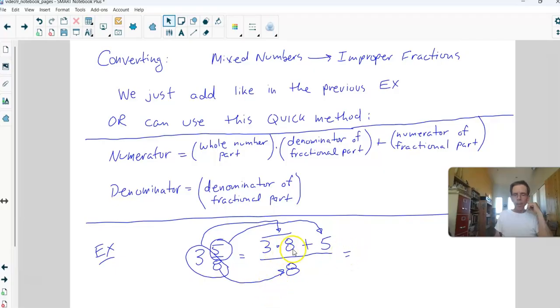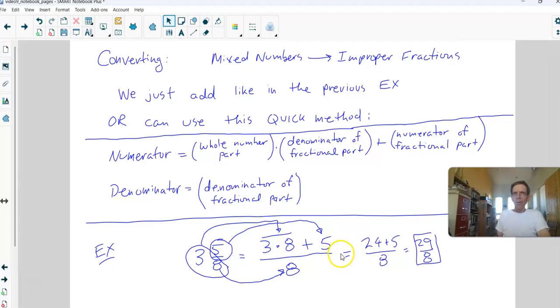So what do we get? 3 times 8 is 24 plus the 5 over 8. So essentially we get 29/8. That's the improper fraction for 3 and 5/8. I hope this makes sense.